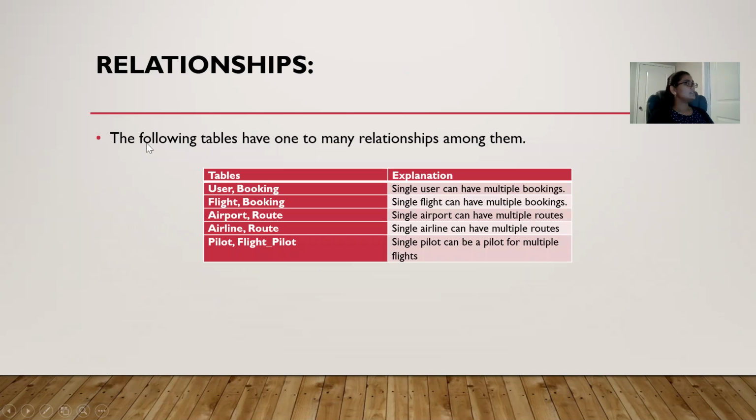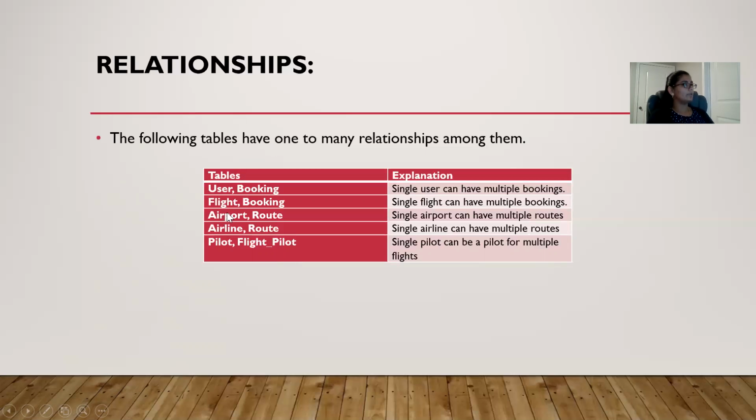Now let's see the different kinds of one-to-many relationships among these tables. So user and booking table. Single user can have multiple bookings. So the relationship among them is one-to-many. Then flight and booking table. Single flight can have multiple bookings. So the relationship is one-to-many.